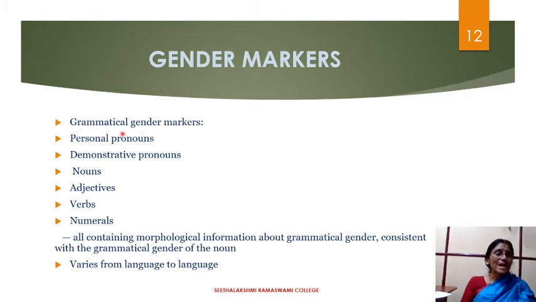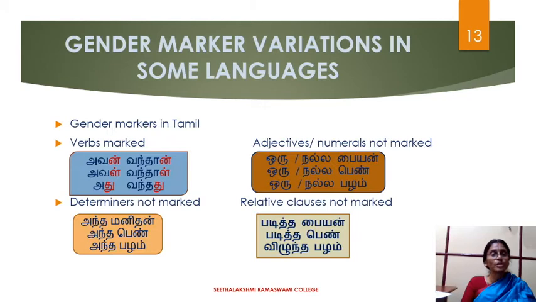And the grammatical gender markers generally are personal pronouns, demonstrative pronouns, nouns, adjectives, verbs, numerals. All these gender markers contain morphological information about the grammatical gender consistent with the grammatical gender of the noun they qualify. So it varies from language to language. All the languages need not have all these markers. It differs from language to language. It depends upon the structure of that particular language.